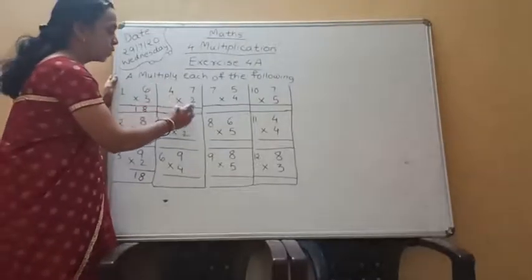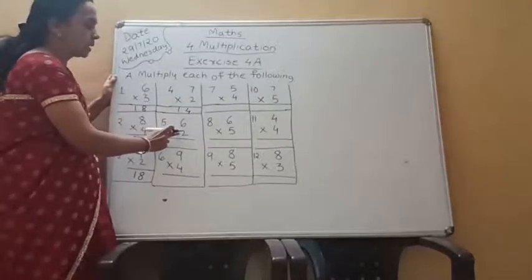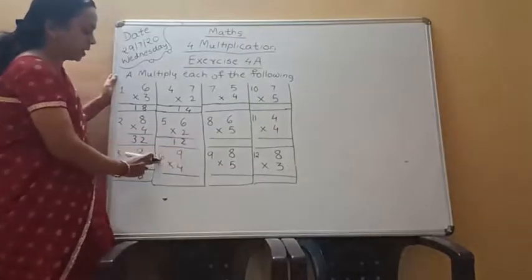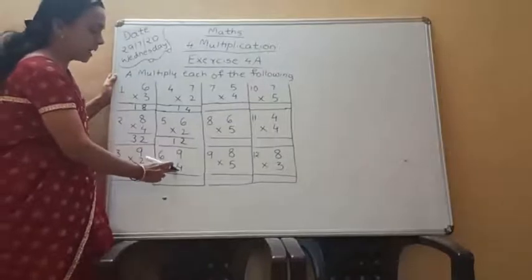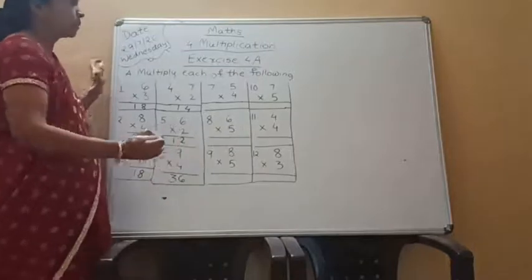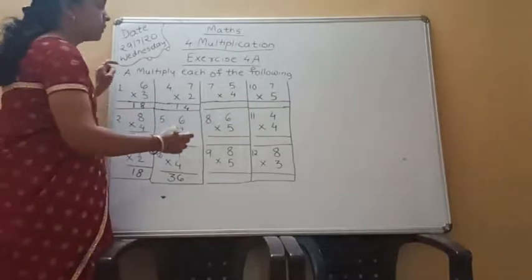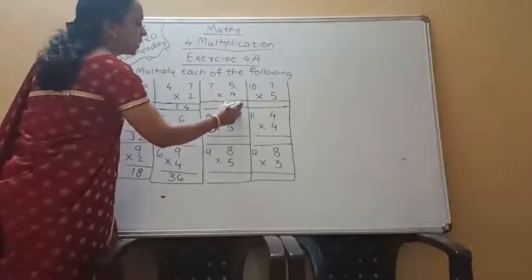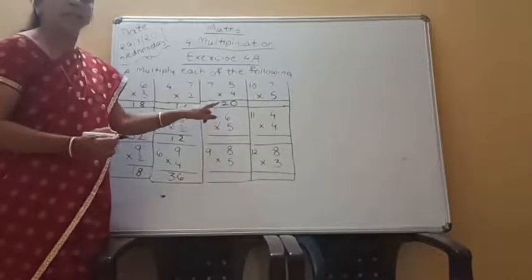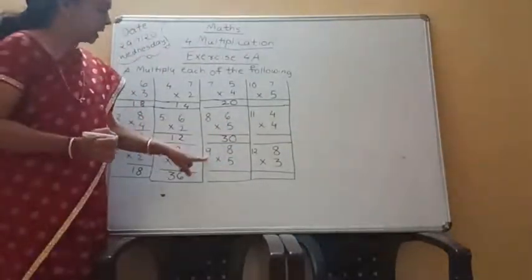7 2s are 14. Now see the fifth example. 6 multiplied by 2. 6 2s are 12. Now see the sixth example. 9 multiplied by 4. 9 4s are 36. Now see the seventh example. 5 multiplied by 4. 5 4s are 20. Now see the eighth example. 6 multiplied by 5. 6 5s are 30.